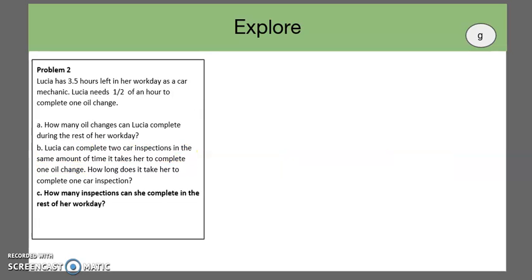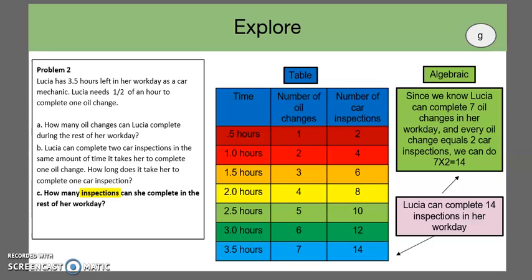Finally, our last part of the problem, how many inspections can she complete in the rest of her workday? We would have students pause the video, and here we can develop 2 different strategies, one being a table and the other is algebraic. So with the table, we just continued and made an extra column. So here I just added an extra column for a number of car inspections. We know that every 1 oil change means we can also do 2 car inspections.